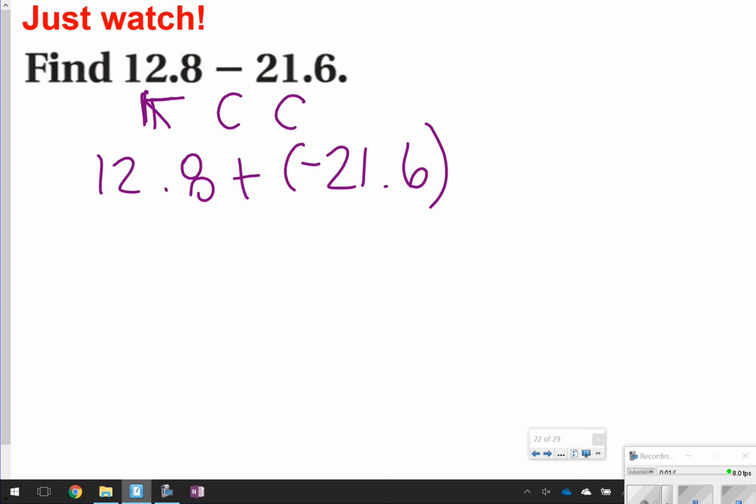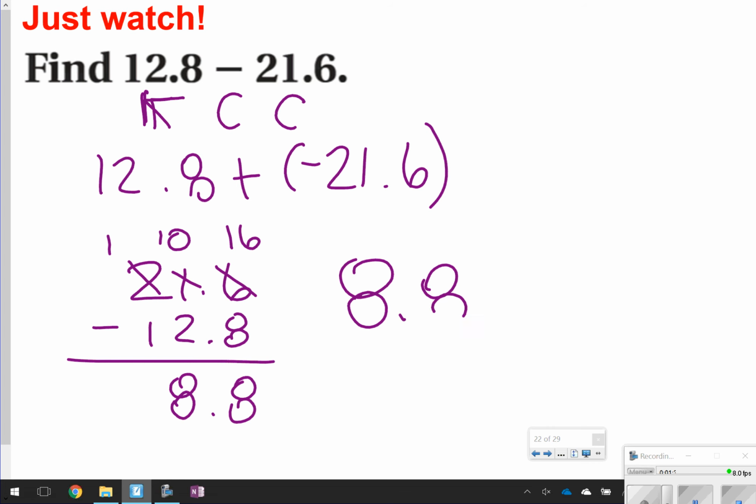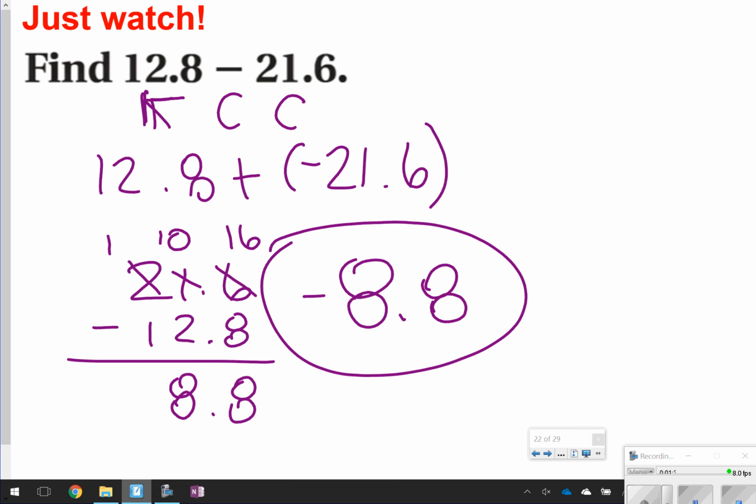Notice I'm going to put the 21.6 on top because it's the larger number. So 21.6 minus 12.8, and then I just start subtracting. I need to borrow, so this one becomes a 0 and 6 becomes 16. I'm still going to have to borrow again though, because 0 minus 2 can't happen, so I'm going to change this 2 to a 1 and that 1 to a 0. 16 minus 8 is 8, and 10 minus 2 is 8. 1 minus 1 is nothing, so I get 8.8 after I subtract. I just need to keep it negative because my larger value is also negative.